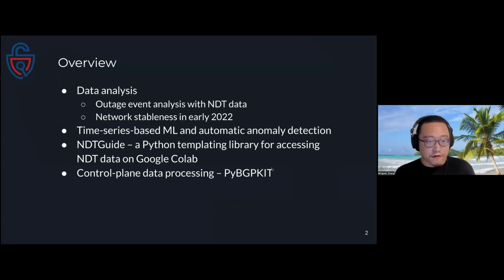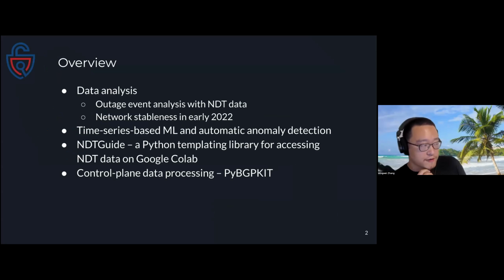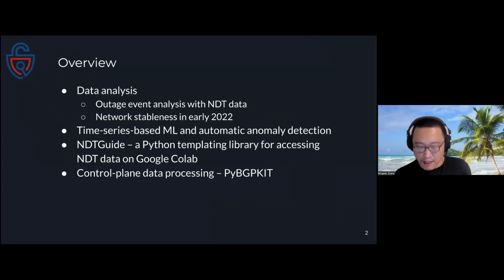All right, so here's the overview of this talk. The talk is separated into several different sections. I first talk about some data analysis of some outage events using NDT data, especially some of the network instability even early this year. A lot happened, so we want to know how much the internet changes or world affairs affect what we can see in NDT results.